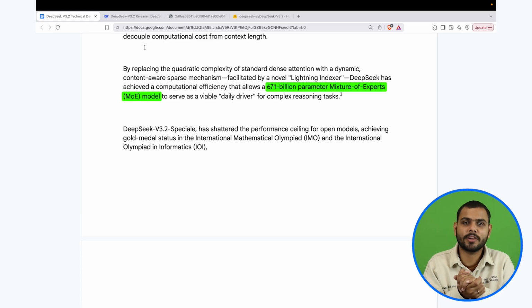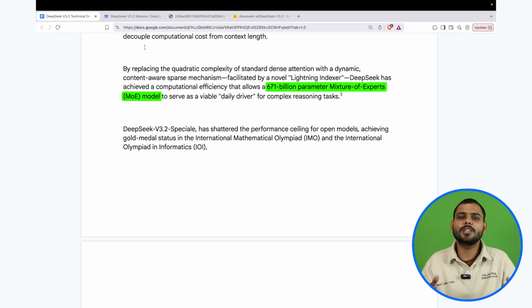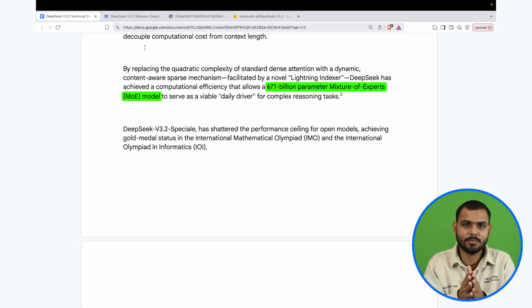It's also a mixture of experts model, where we are simulating multiple experts to give the answer. Rather than having one expert give the answer, we have different experts for different use cases. But that's something that's done virtually; we are not adding experts manually. So these are two of the main breakthroughs of this model: the lightning indexer and DeepSeek Sparse Attention.